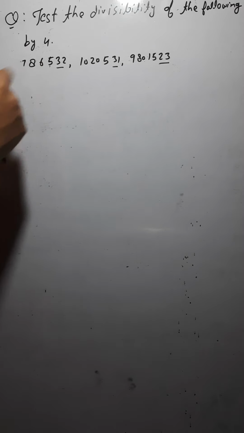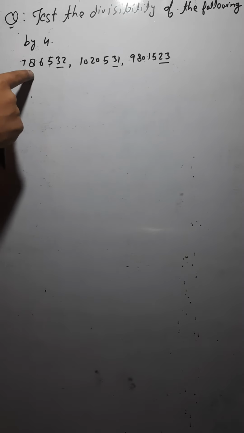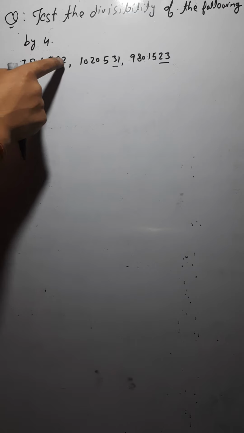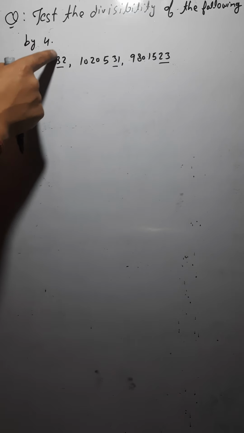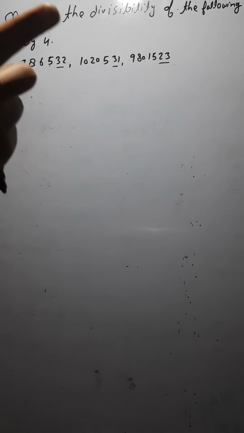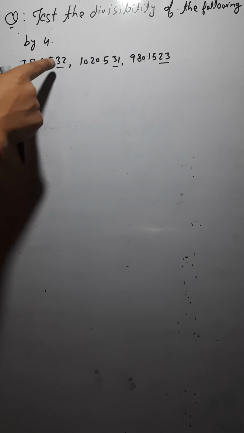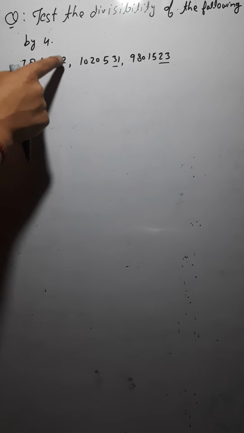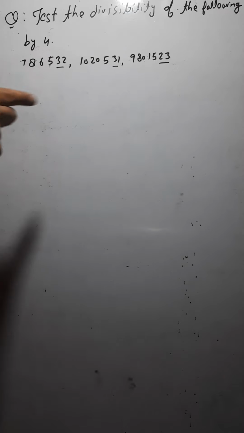So you check whether this first number is divisible by 4. 4, 7, 8, 6, 5, 3, 2. Yes, it is divisible by 4. Why? Because the number formed by the last two digits, what is the number here? 32. So 32 is divisible by 4. 4 8s are 32. Then you can say yes, the given number is completely divisible by 4.